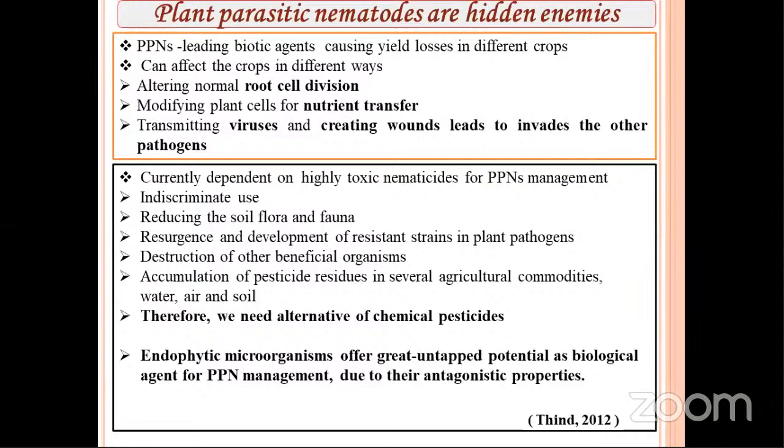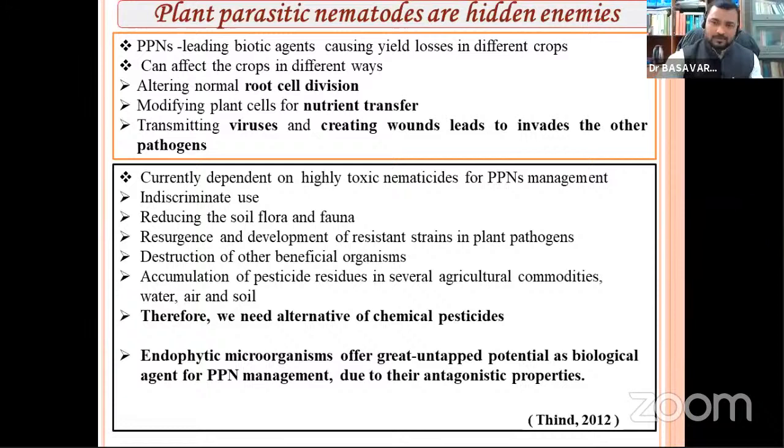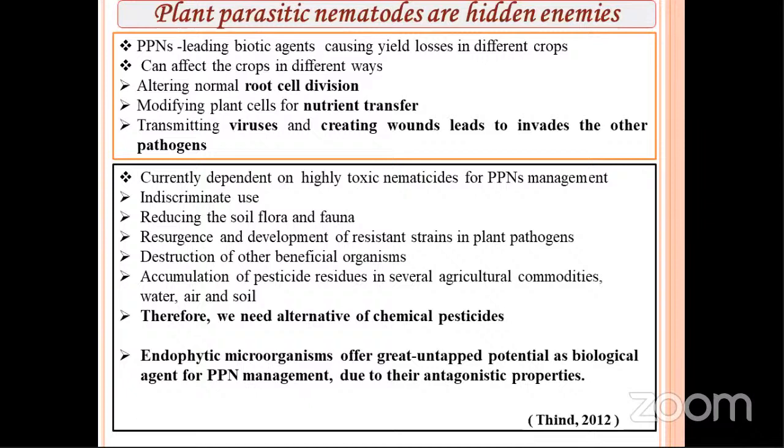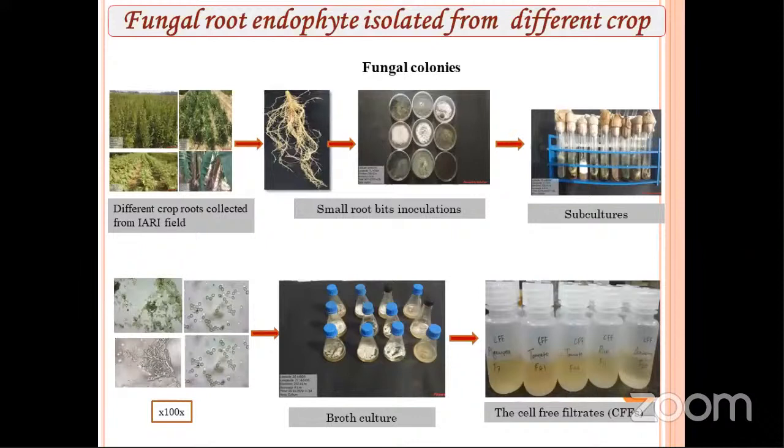Endophytic microbes have great untapped potential as biological agents for management of plant parasitic nematodes. For that, we collected root samples of different field crops, horticulture crops and vegetables in the IARI field, and isolated endophytes through standard protocol and maintained pure cultures in slants. After that, we identified them through morphological characterization with the help of Diva madam. Then we prepared a broth culture for preparation of cell-free culture filtrate (CFPP). After that, we tested the CFPP against nematodes.